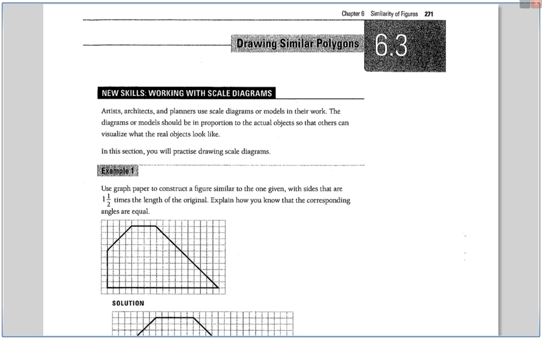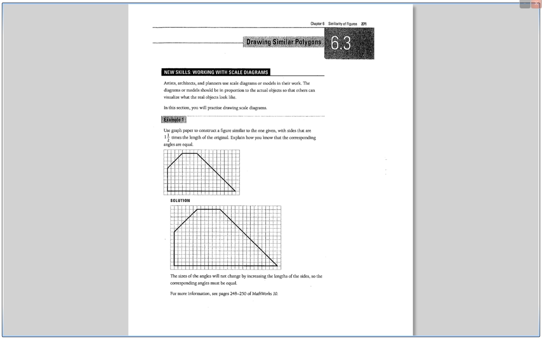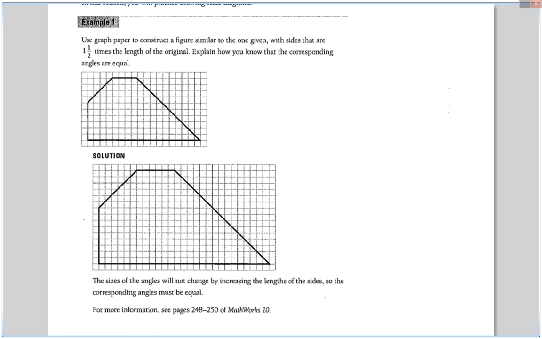Okay, so here we are on 6.3, drawing similar polygons. It looks like the new skill they want you to work with is scale diagrams, and they're talking about artists and architects and planners using scale diagrams or models in their work. So they're using graph paper here to show that something's 1.5 times the original. Okay, so that would be a scale factor of 1.5. That's your scale factor, and then you would have to multiply the number by 1.5.